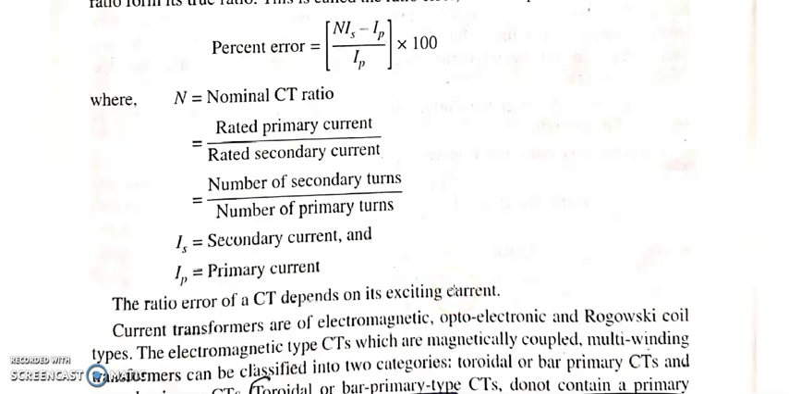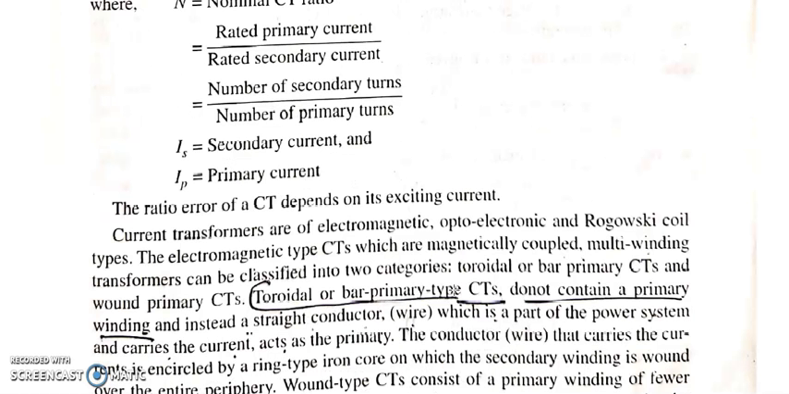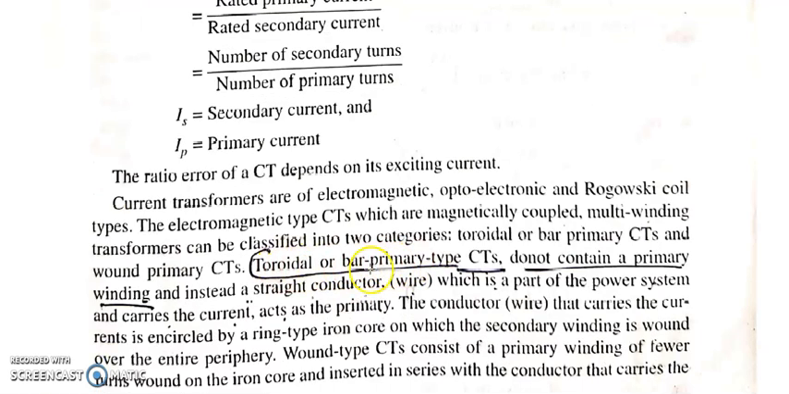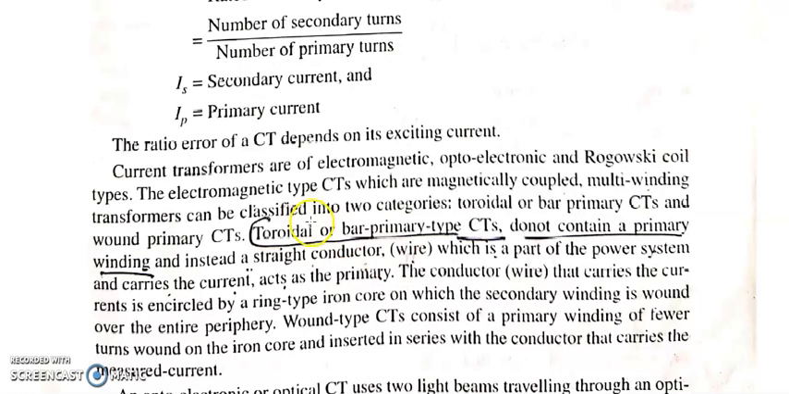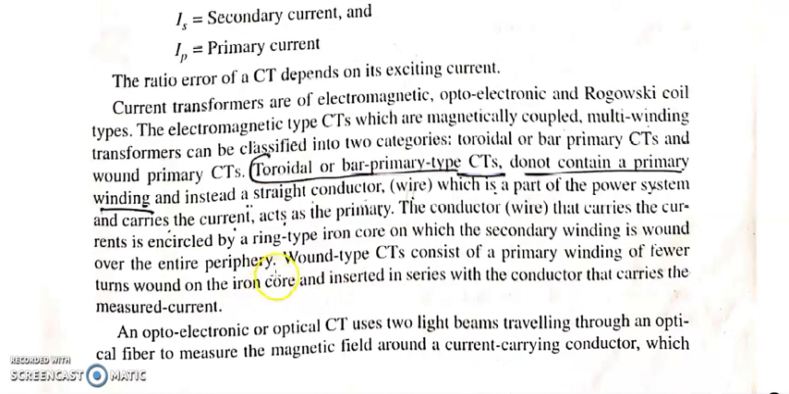So we have three different types of current transformer. The first one is the electromagnetic type, the second one is the optoelectronic type, and the third one is the Rogowski coil. So let us see the first one, that is the electromagnetic type. The electromagnetic type is again divided into two types. The first one is the bar type and the second one is the wound type.